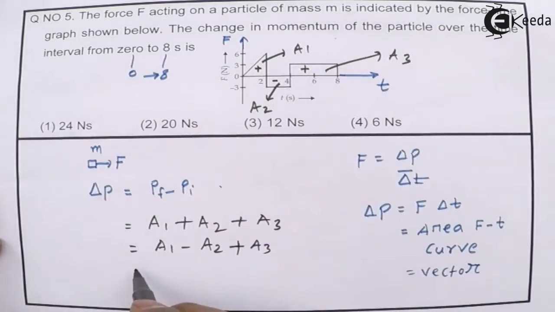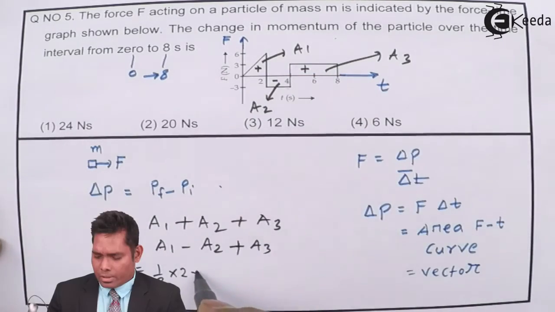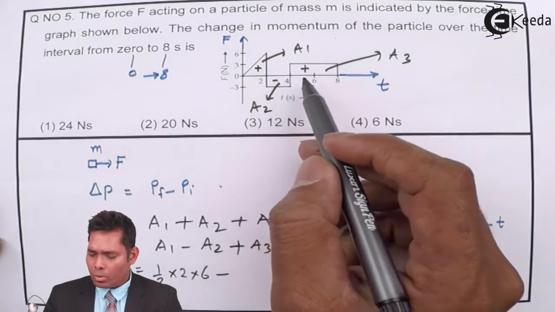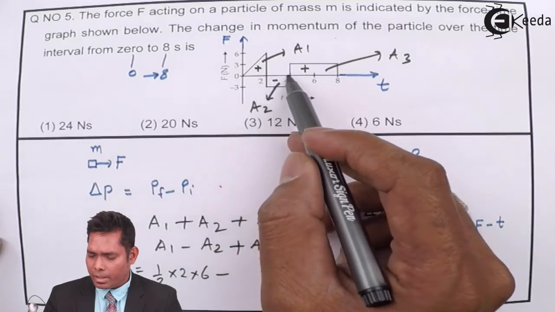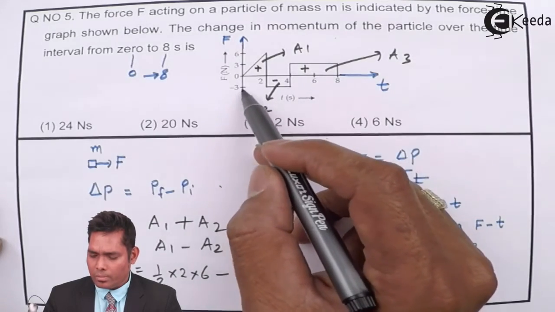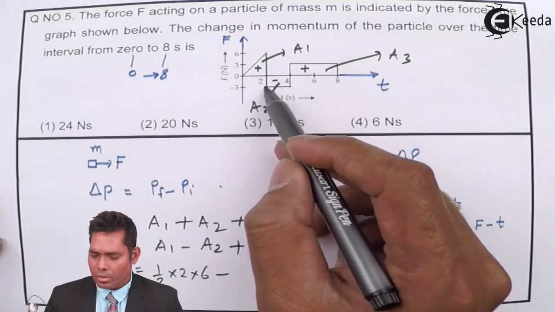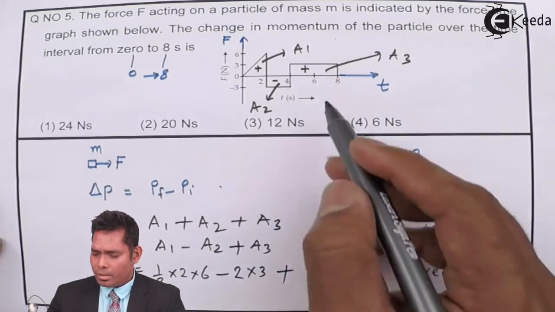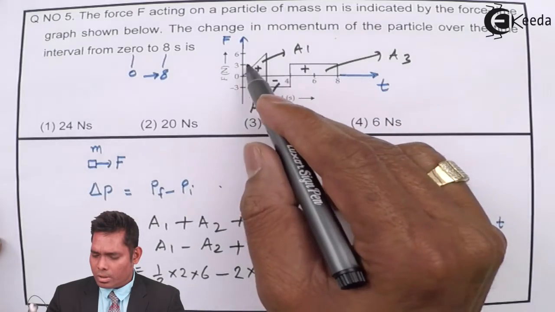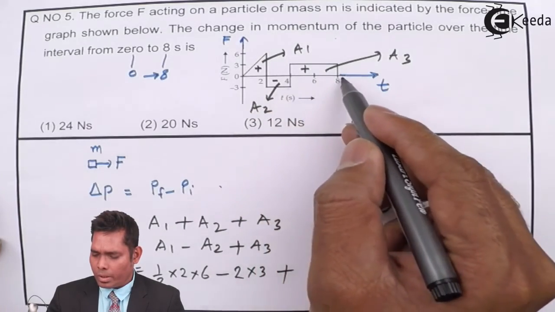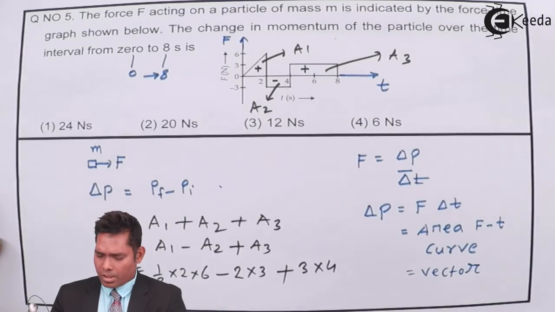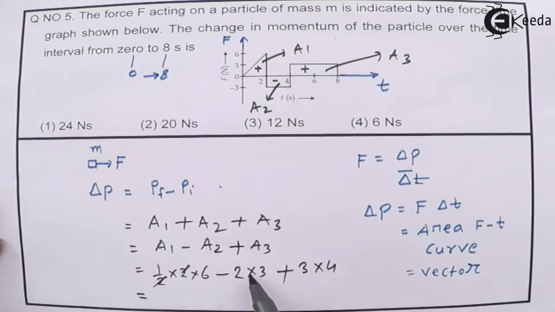Now area of this triangle is half of base into height is 6 minus, this is a rectangle, so 2 here, 4 here, so this side is 2 and this side is 3. So 2 3s are 6, plus this side is 3 and this side is 4, from 4 to 8 the side is 4. So 3 4s. This gives us 2 3s are 6, the 6 cancels, and what is left is 12.